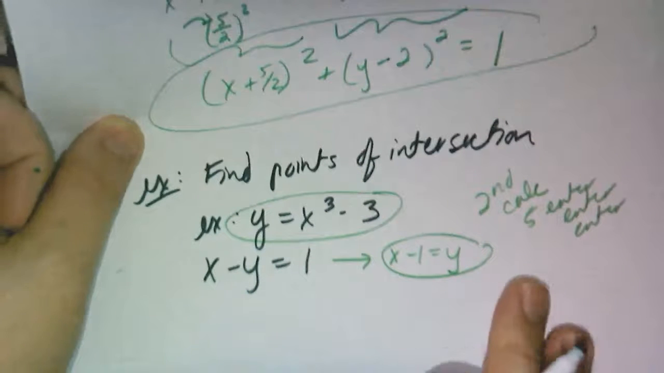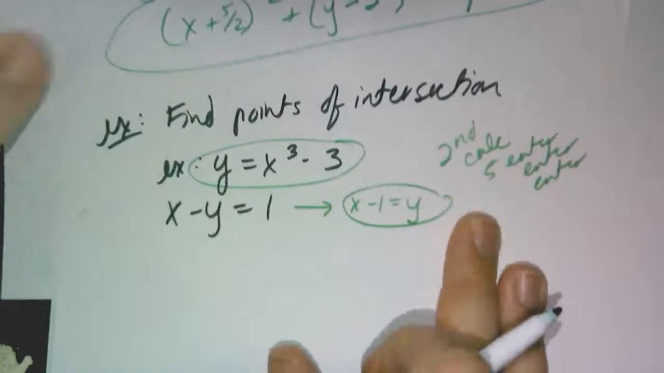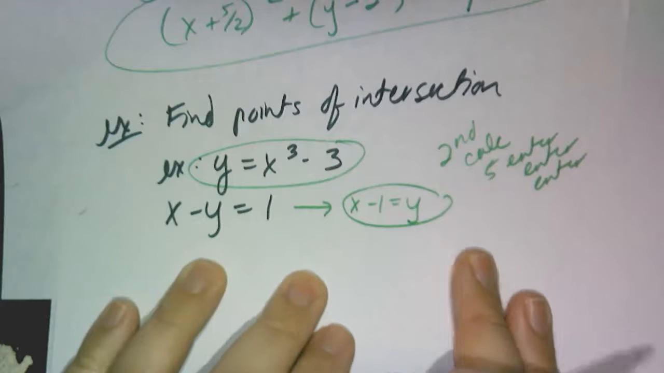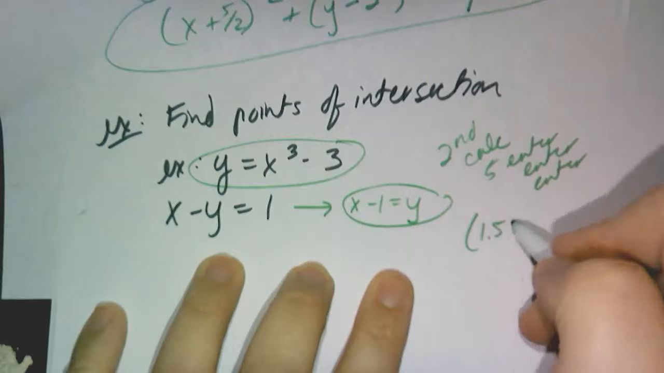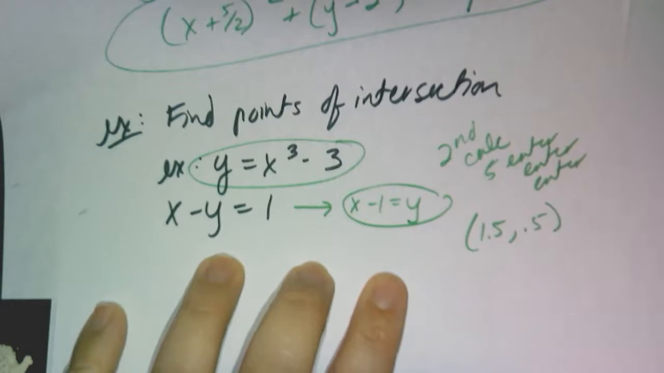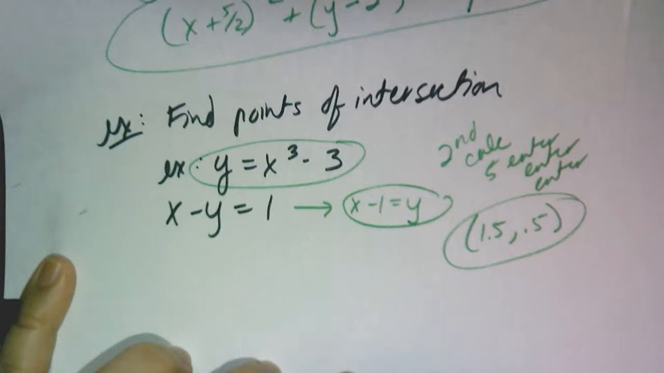Where at? No, that's a minus. Anyway, if you want to try it, it's going to be at 1.5, 5. Okay. And these are your points of intersection. And that should be it.